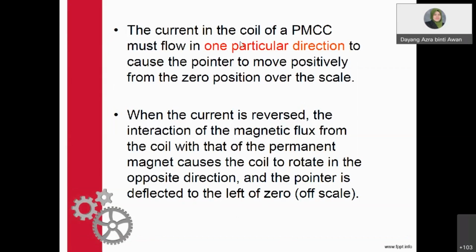So the current in the coil of a PMMC must flow in one particular direction to cause the pointer to move positively from the 0 position. When the current is reversed, the interaction of the magnetic flux from the coil with that of the permanent magnet will cause the coil to rotate in the opposite direction, and the pointer is deflected to the left of 0. So you need to check your device, whether it is a positive one or a center 0 one where you can read positive or negative. If you have a positive multimeter, and you put your probes to measure the current and your pointer deflects negatively, it means your technique is wrong. So you need to have one particular positive direction only.